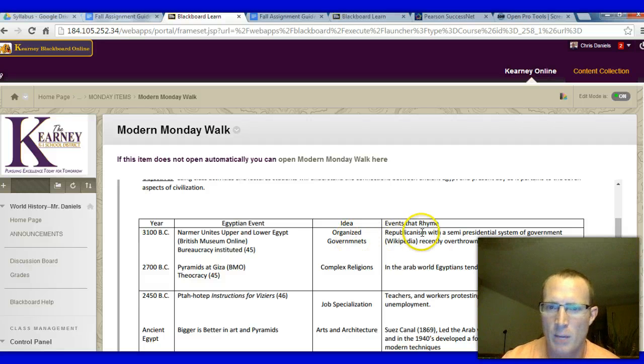Events that rhyme. Republicanism, with a semi-presidential system of government, is recently overthrown, and that actually happens in Egypt. So this is happening last year with all the protests that you may have been reading about in the news.